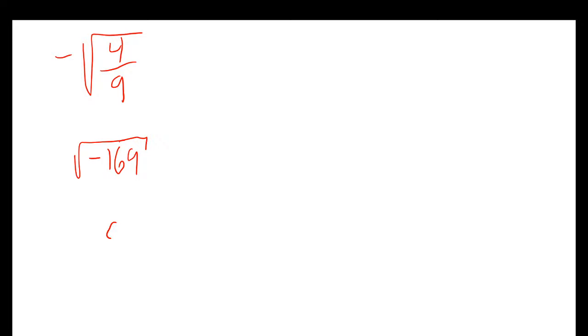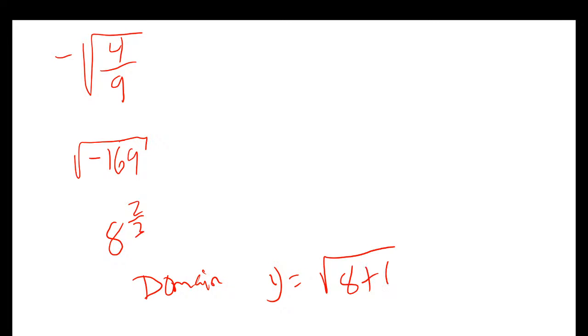If you miss any part of the lecture, you can go back and watch it. Here we go. Let's go: square root, negative square root of four ninths. Let's go: square root of negative 169. Let's go: 8 to the 2/3. And let's find the domain of y equals square root of 8 plus 6x. Start with those four.